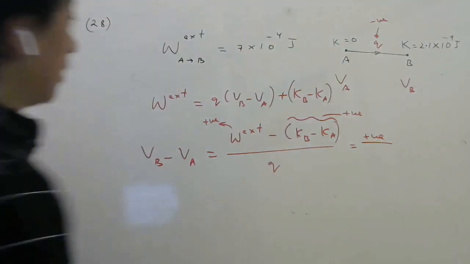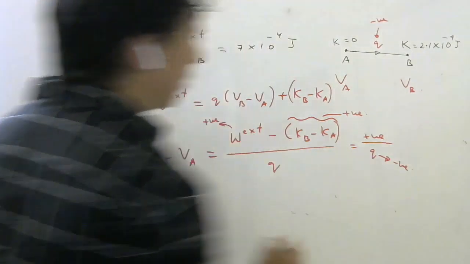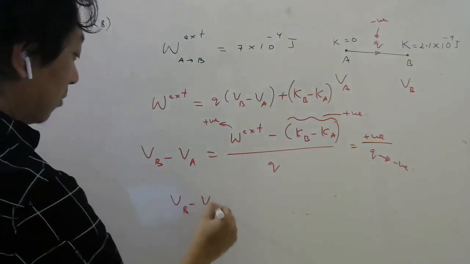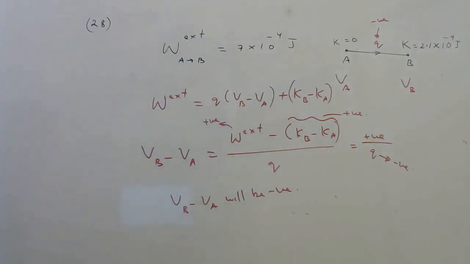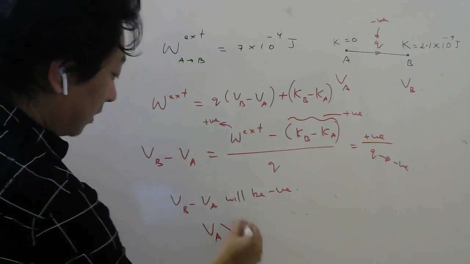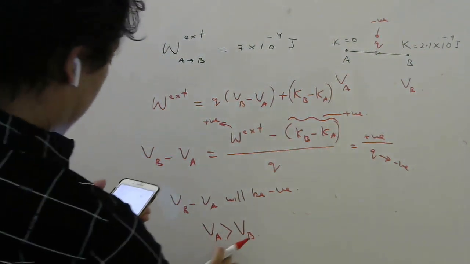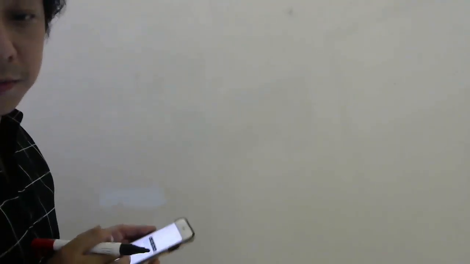But you have to divide by what? Q. And Q is what? Negative. So since Q is negative, VB minus VA will be negative. And since VB minus VA is negative, it means the potential at point A should be greater than at B. So this is how we can calculate which point will be at higher potential. So option B, potential at A is greater than potential at B. Okay students, let's see question number 29 now.